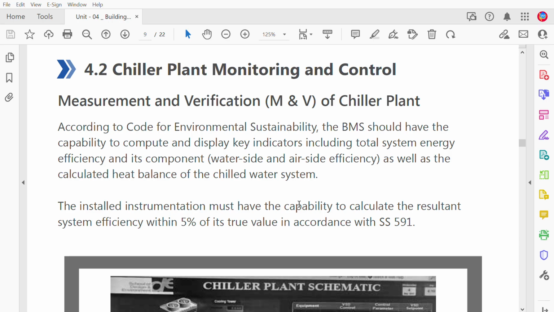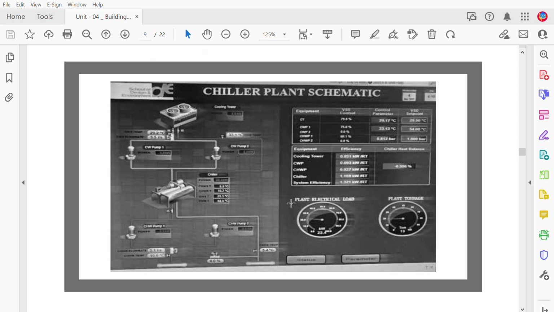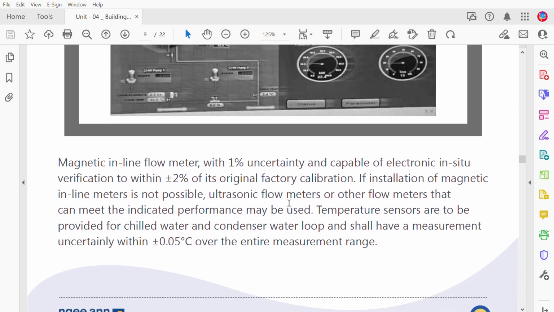So this instrumentation is a resultant of the systems within 5%. That is according to standard practice of SS 591. So this is how it looks like. And then the magnetic flow meter sometimes has 1% uncertainty, with electronic verification capability up to 2%. So sometimes calibration is needed.